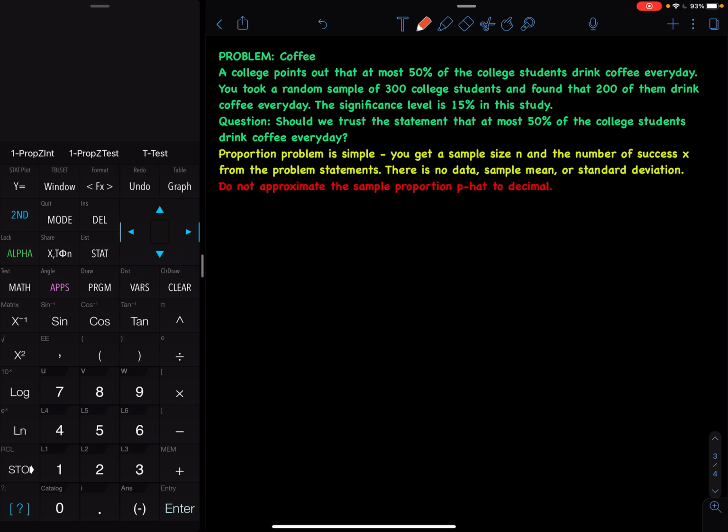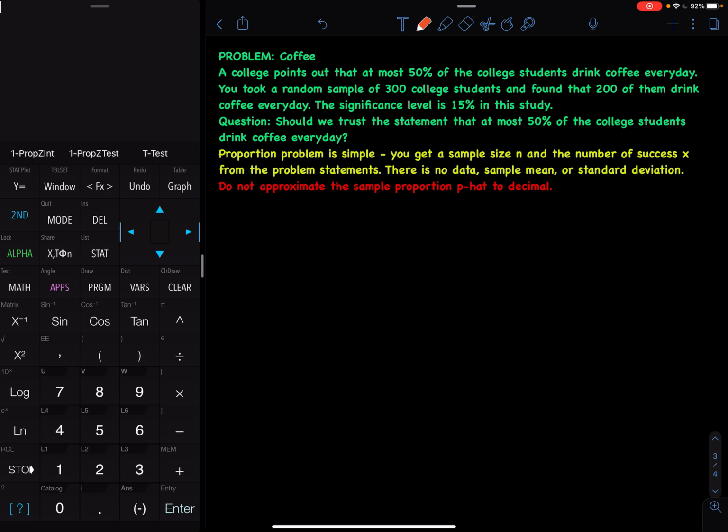This is a one-sample hypothesis test. It is a proportion problem. A college points out that at most 50% of the college students drink coffee every day. You took a random sample of 300 students and found that 200 of them drink coffee every day, 15% significance level. Should we trust the at most 50%?